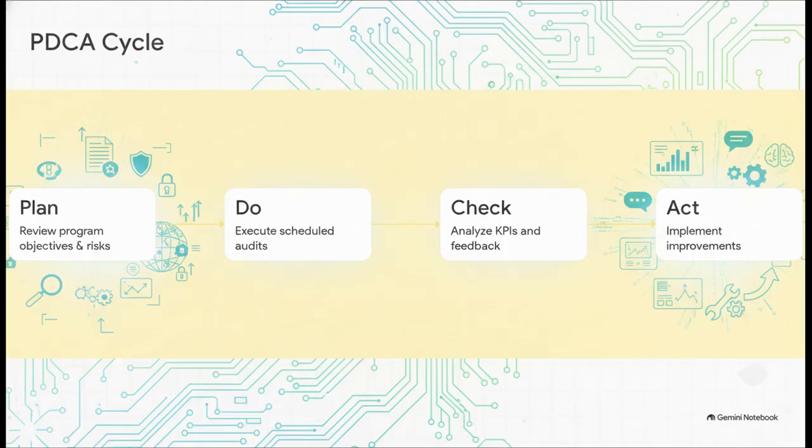First, we plan. That means reviewing our program objectives, our risks, and our resources. Then we do, which is literally executing the scheduled audits. Next up, we check by analyzing all those KPIs and feedback trends we just talked about. And finally, we act by implementing actual improvements, like, say, revising procedures or adding new training. This feedback loop is exactly what ensures our audit program never becomes obsolete.